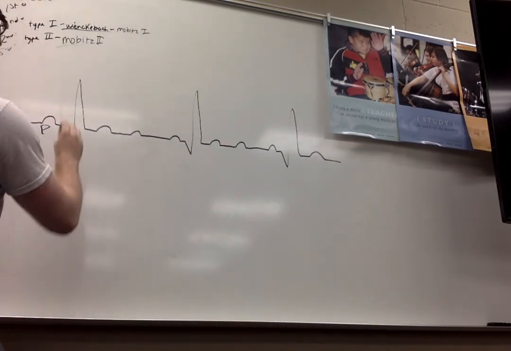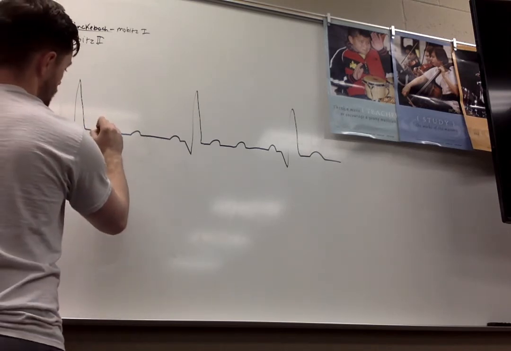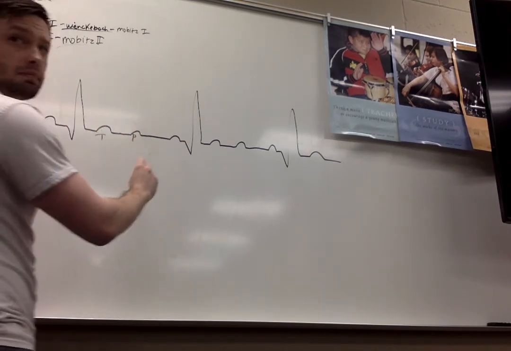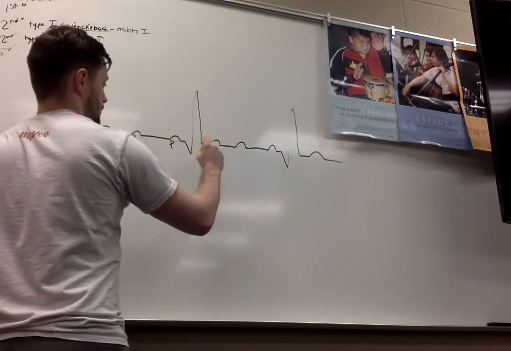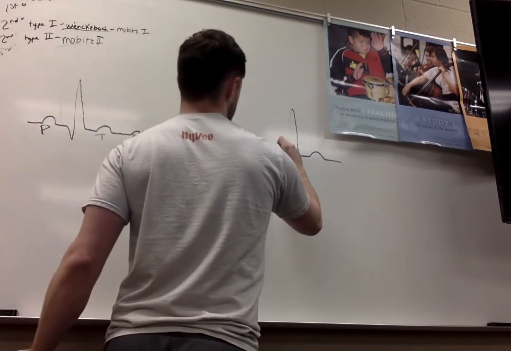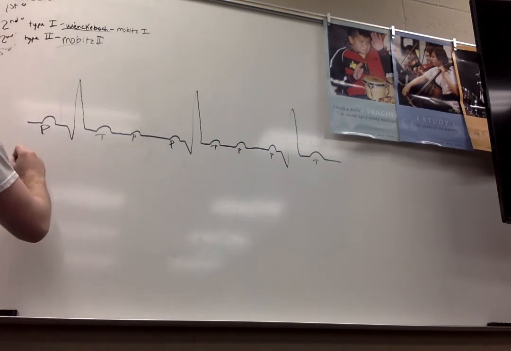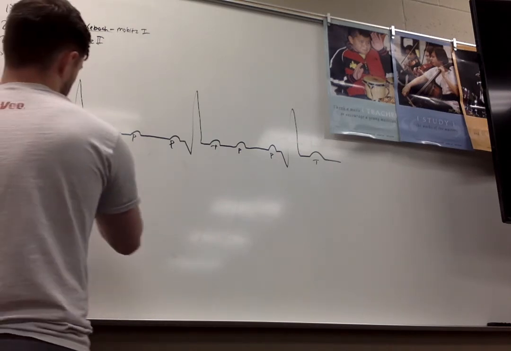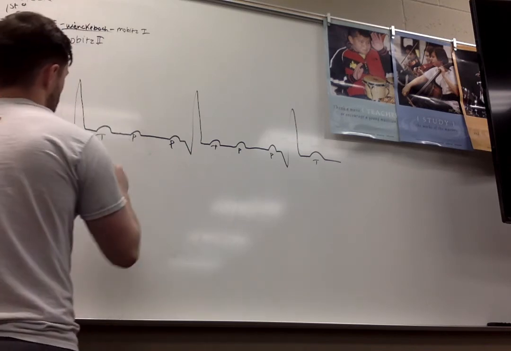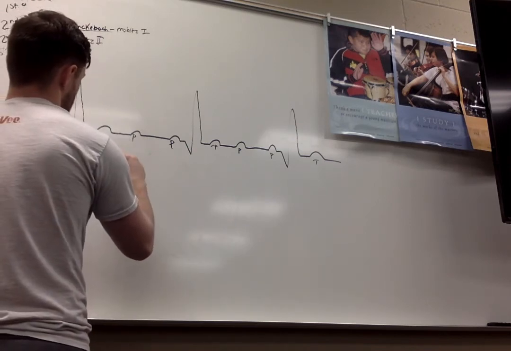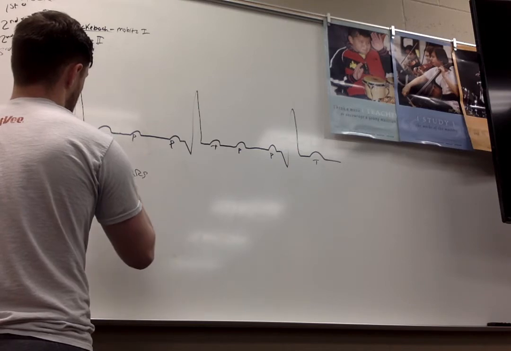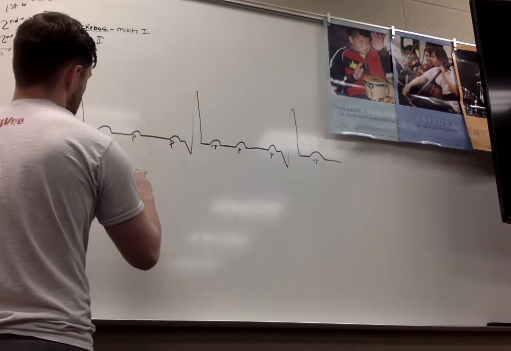P wave before the QRS. What's after the QRS? It's your T. This is a P wave. This is a P wave. T, P wave, P wave, T. Type 2, second degree type 2. Do we have a P wave for every QRS? We have a QRS for every P wave. Yes.